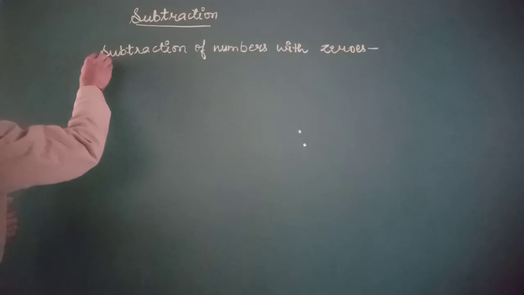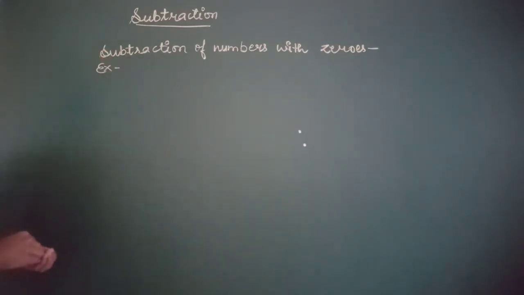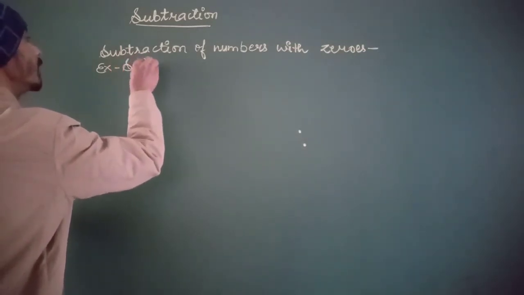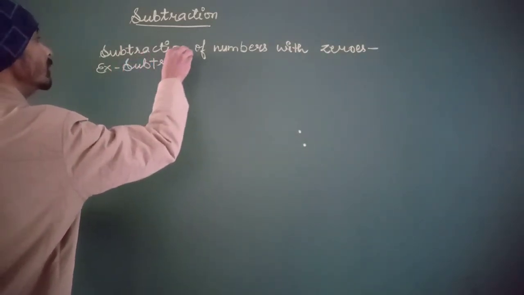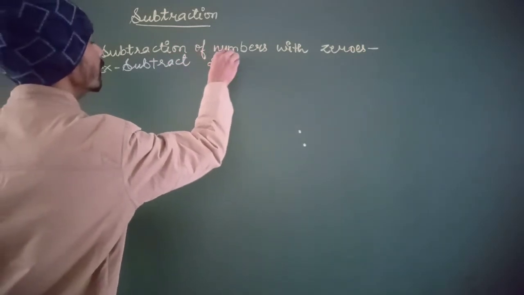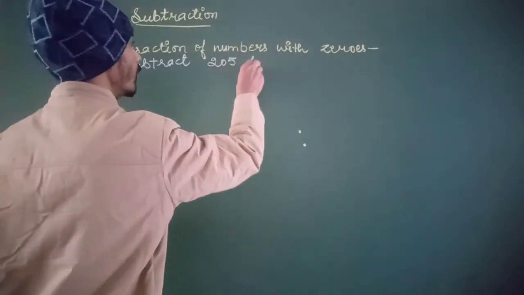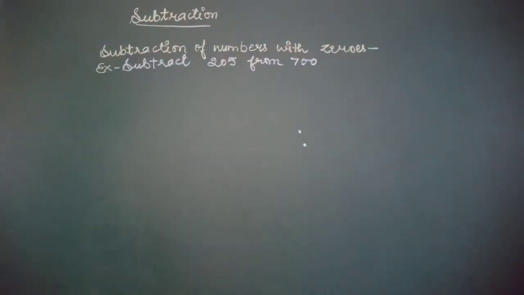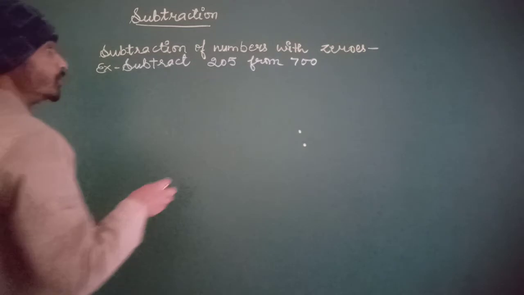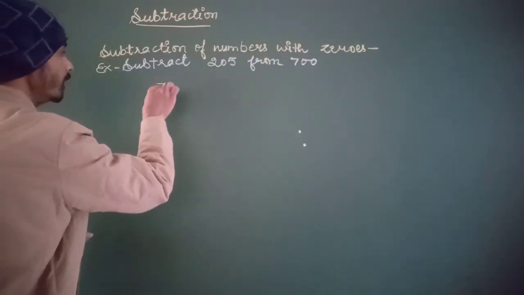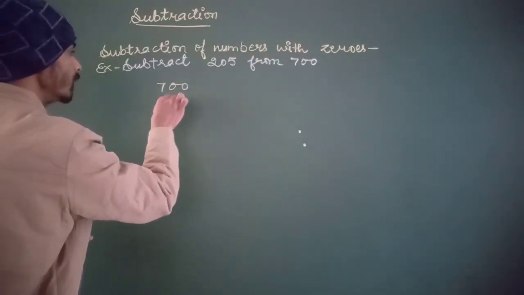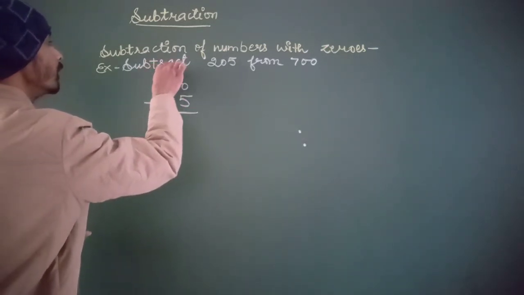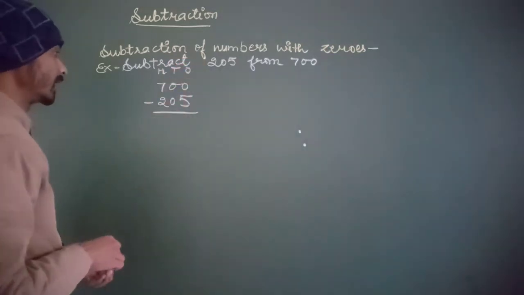There is an example given. Subtract 205 from 700. So 700 minus 205, in hundreds, tens and ones.